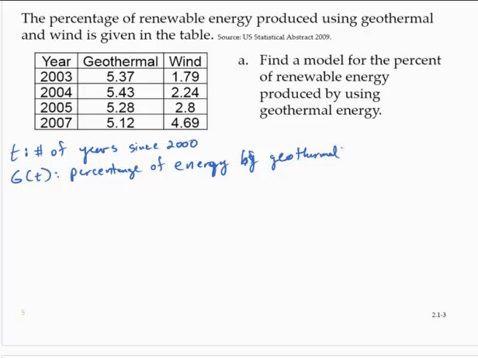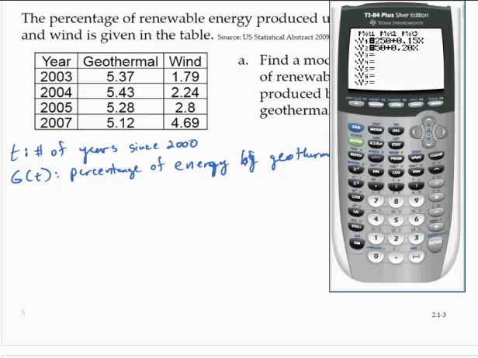All right, so let's first look at the data. Let's clear out some old stuff here. Stat, edit, let's clear out the old stuff. We would have 3, 4, 5, and 7, and my list 2 is my geothermal list. So 5.37, 5.43, 5.28, and 5.12. Well, I know I'm going to use the other data, so let me go ahead and put it in: 1.79, 2.24, 2.8, and 4.69.